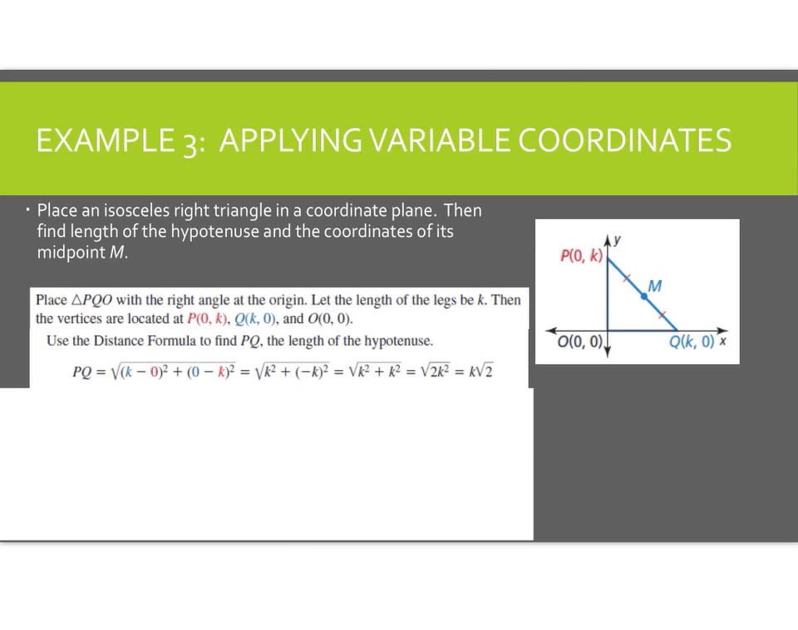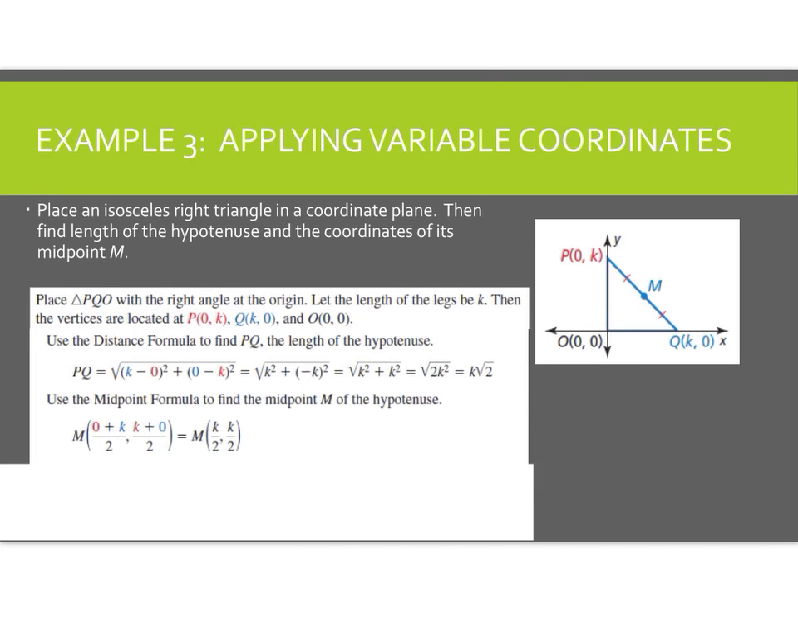Then you use your midpoint formula to find point M, which is in the middle of the hypotenuse. So you plug in all of your coordinate values, similar to if you had actual numbers instead of variables. It's the same process. It's just you're using variables instead of numbers. And then simplify it. And so point M is at k divided by 2, comma, k divided by 2.